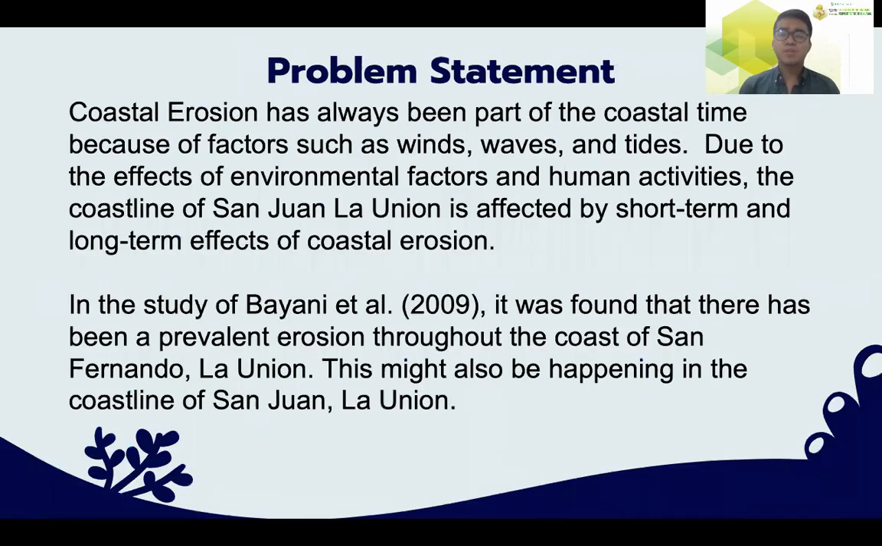For the problem statement of our study, coastal erosion has always been part of the coastline because of environmental factors such as winds, waves, and tides, and it has also been supplemented by human activities. As such, the coastline of San Juan La Union has been affected by short-term and long-term effects. Additionally, in the study of Bayani et al. in 2009, it was found that there has been prevalent coastal erosion in the San Fernando La Union stretch. This might also be happening in the coastline of San Juan La Union.